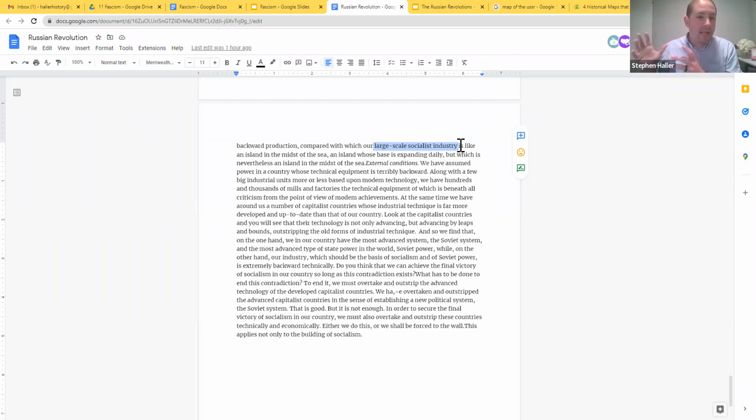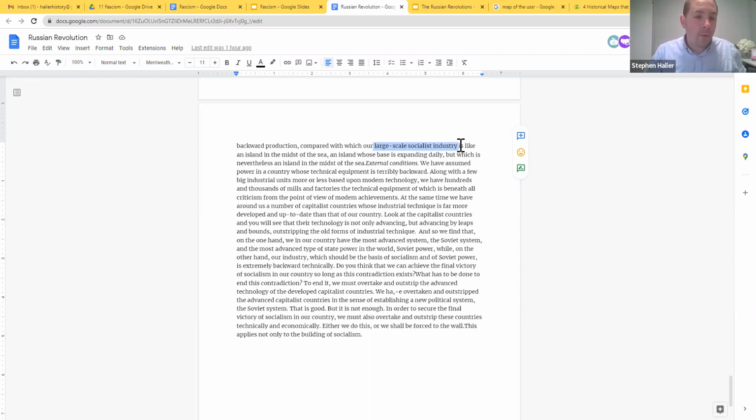Stalin here is taking words and making it sound as if it's an us versus them, right? It is a capitalist society versus a socialist society. And we know that the Cold War is 15 years, 20 years in the making here.